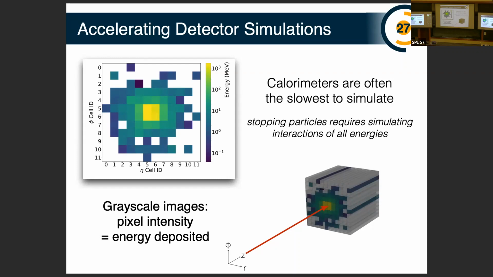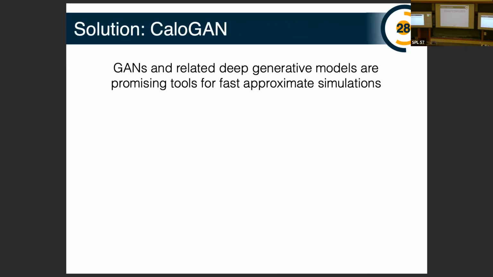So here's a picture, which could be like an image from a calorimeter where the pixel intensity, if you like, in this grayscale image is something like the energy deposited in a part of the detector. And you can see here what it might look like in a more three-dimensional view. Okay, so this is great. So GANs could be used as an approximate simulation. They're very fast once I've trained it.